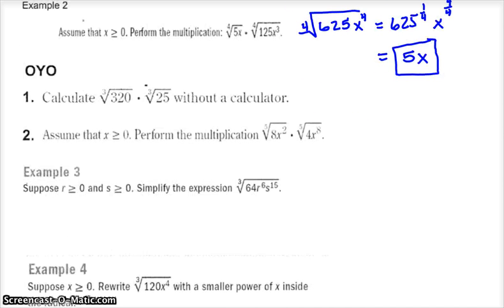Now you try. Try a couple of the on your own problems and then check your answer. Alright, when multiplying underneath the radical, you'll see that we get the 3rd root of 8,000. The 3rd root of 8,000 is 20.